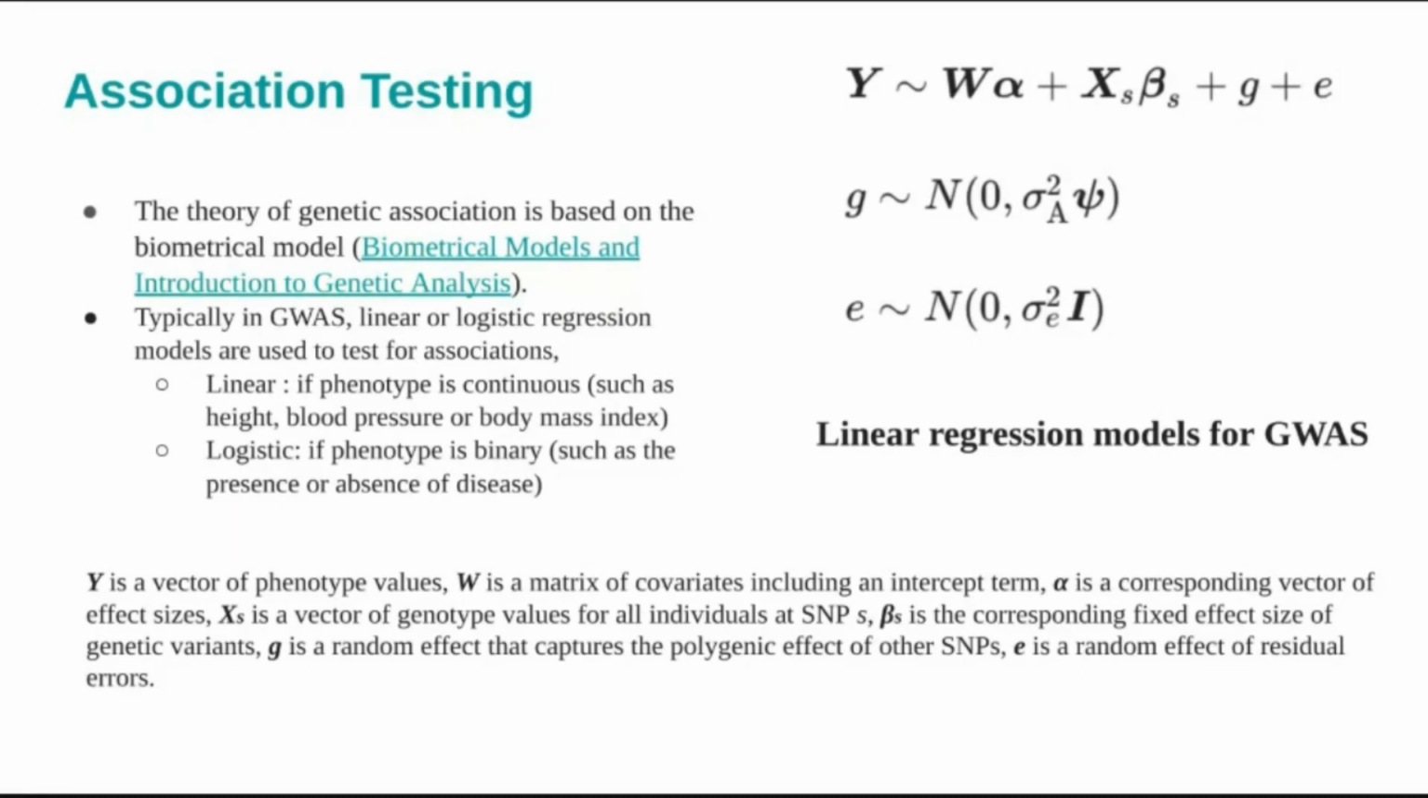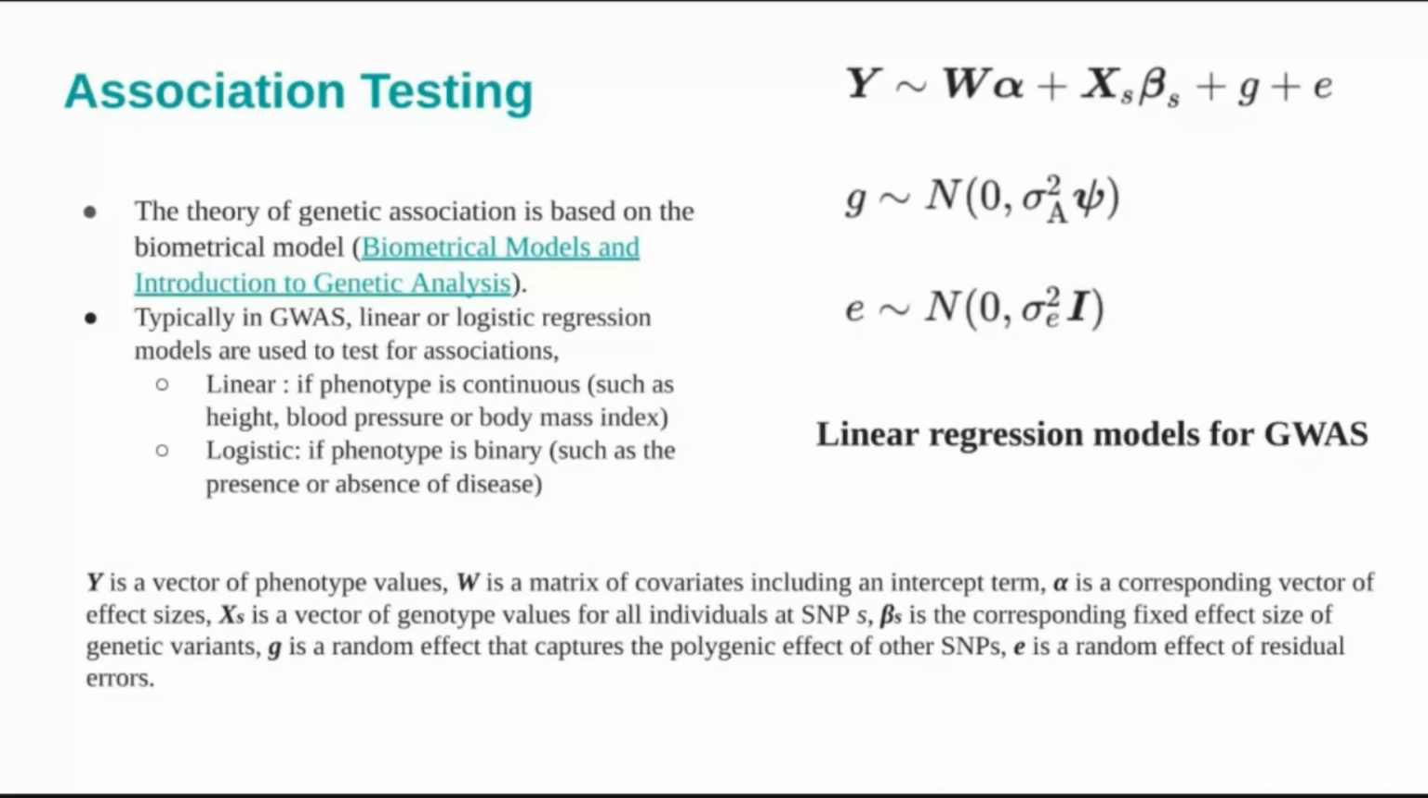Any algorithm or tool that uses this particular concept will have maybe two types of data: one is linear, another is logistic. Linear data will be like height, blood pressure, body mass index. These are linear data. If you have a binary phenotypic change, such as presence and absence, these are logistic data.